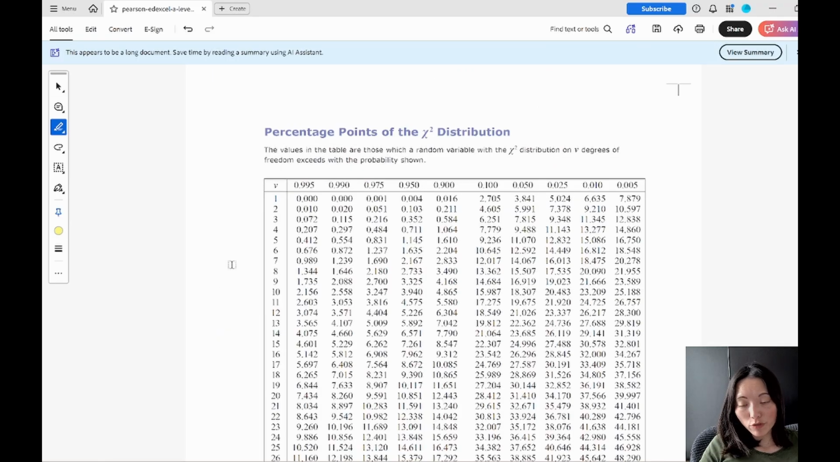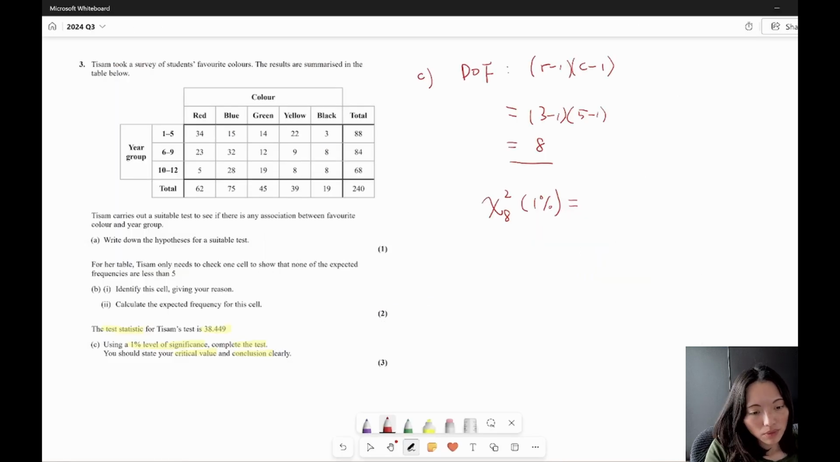We're interested in 8 degrees of freedom and a 1% level of significance. The intersection there is 20.090, so that's the critical value we want to use. That is what we got from the tables. This is less than the test statistic, which means that the difference between the observed values and the expected values is much greater than the critical value. So there is evidence to reject our null hypothesis.